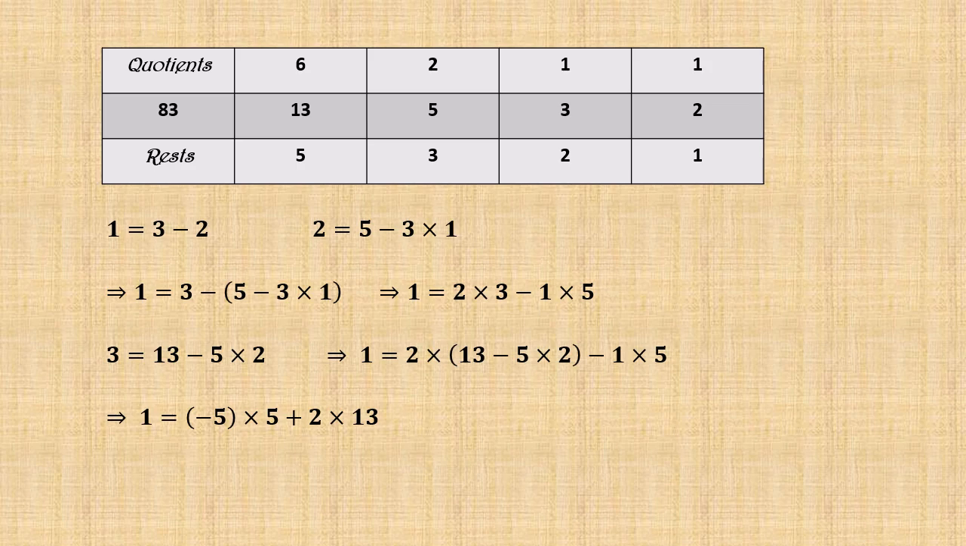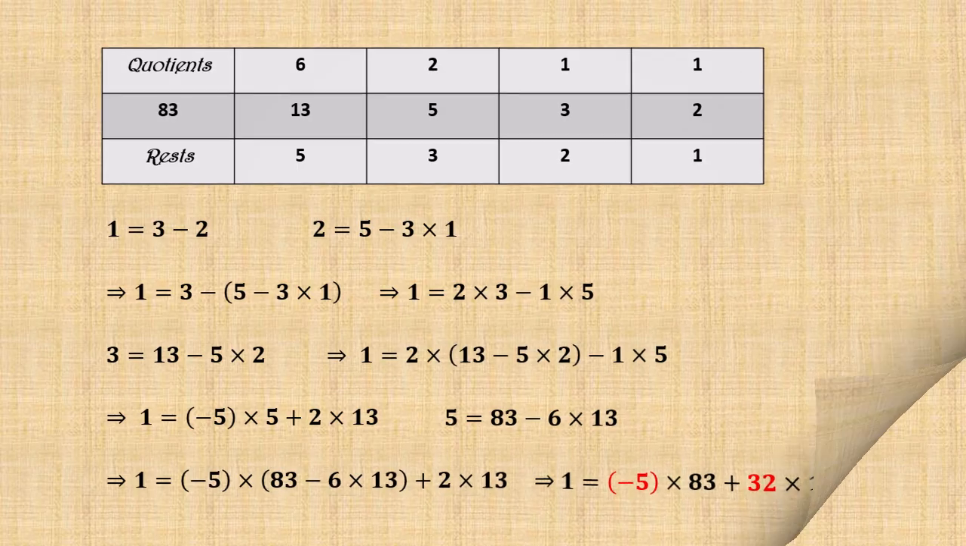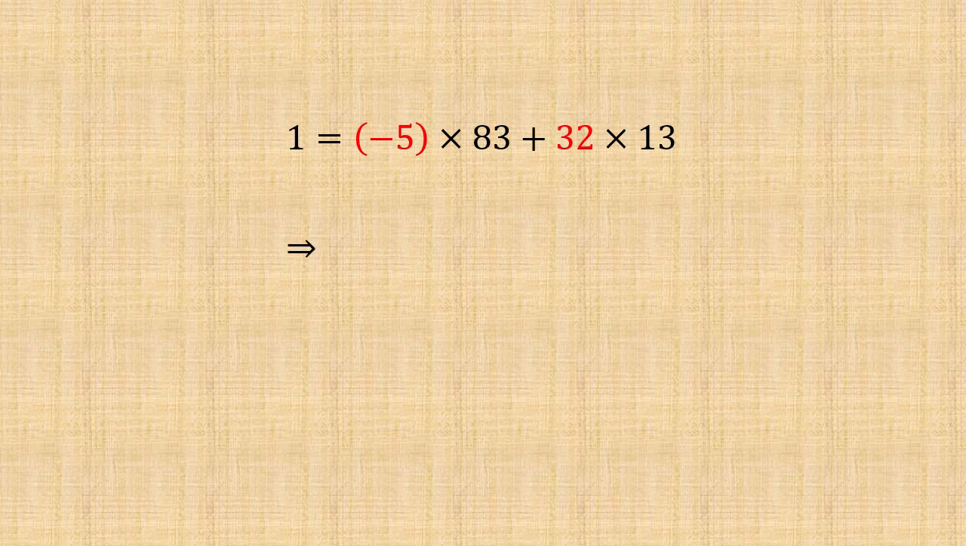And from the table, again, we have the rest 5 which equals 83 minus 6 times 13. When we replace it in the last equality, we find that 1 is equal to minus 5 times (83 minus 6 times 13), plus 2 times 13. After simplification, we find that 1 is equal to minus 5 times 83 plus 32 times 13. So we have the equality 1 equals minus 5 times 83 plus 32 times 13. We therefore deduce that a particular solution of our equation is the couple minus 5 and 32.